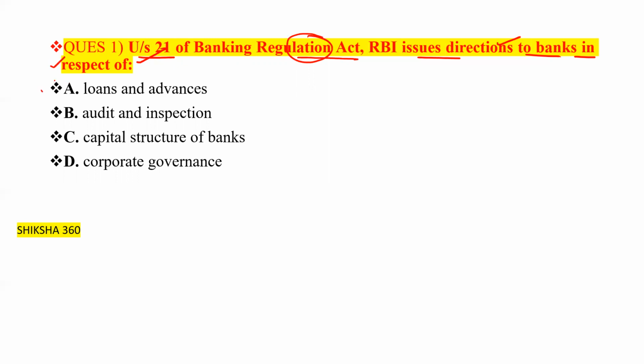Option A is loans and advances. Option B is audit and inspection. Option C is capital structure of banks. Option D is corporate governance. So what is the correct answer? The correct answer here is option A, that is loans and advances.